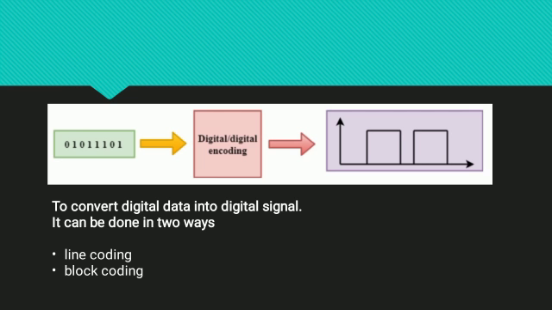01011101 is digital data. It is converted into a digital signal. It can be done in two ways: line coding and block coding.